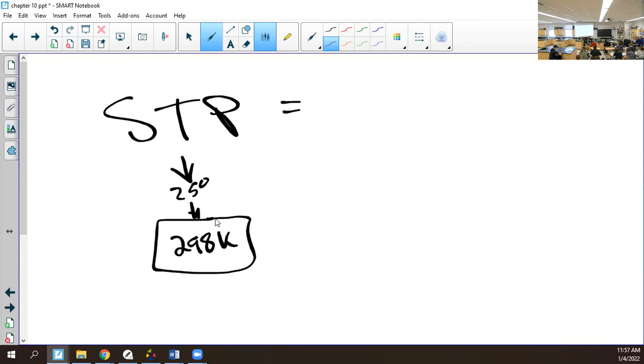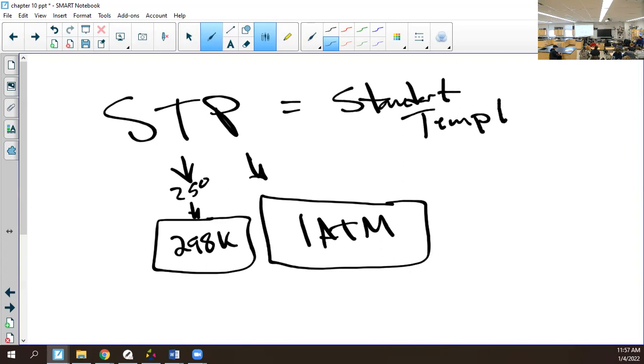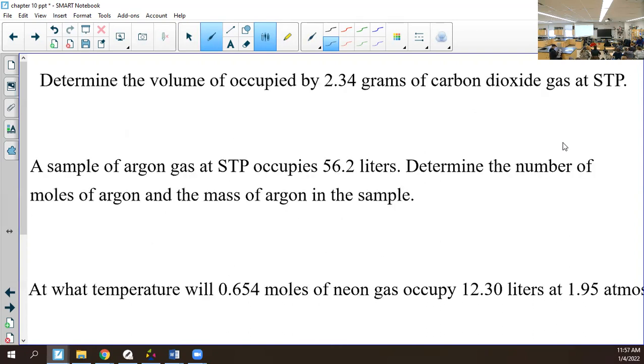All right, any guesses what standard pressure is? 1. Okay, so you'll see that a lot. It'll say certain gas under STP, and so on. Easy enough. So STP means standard temp and pressure. Okay, so here's our 3 easy practice problems. Ready, set, go.